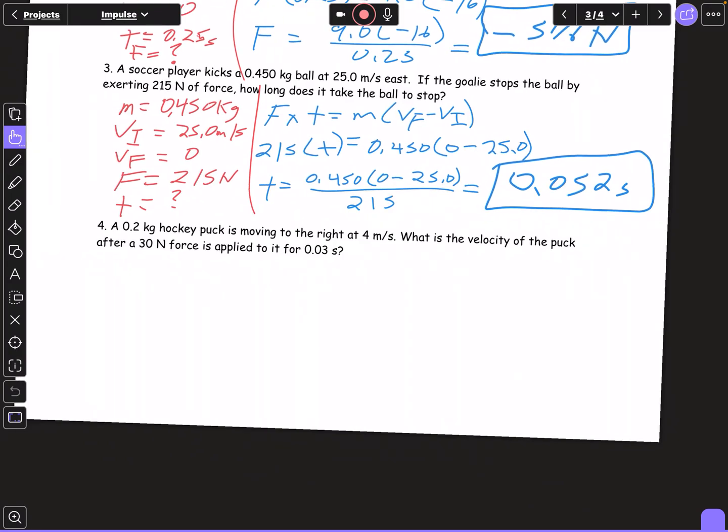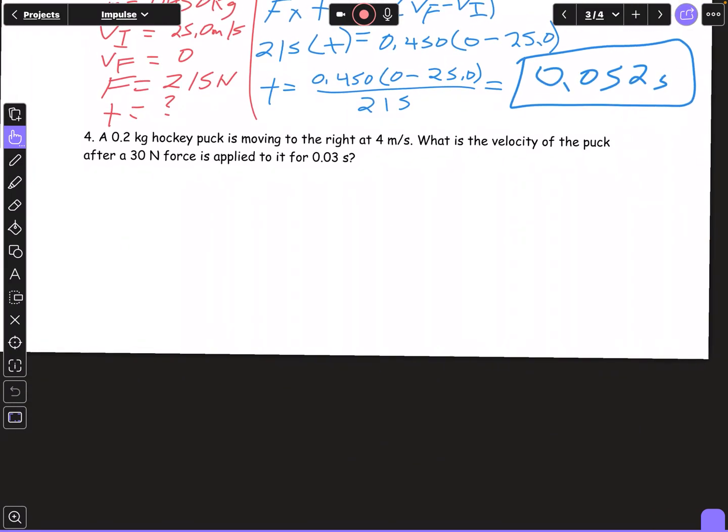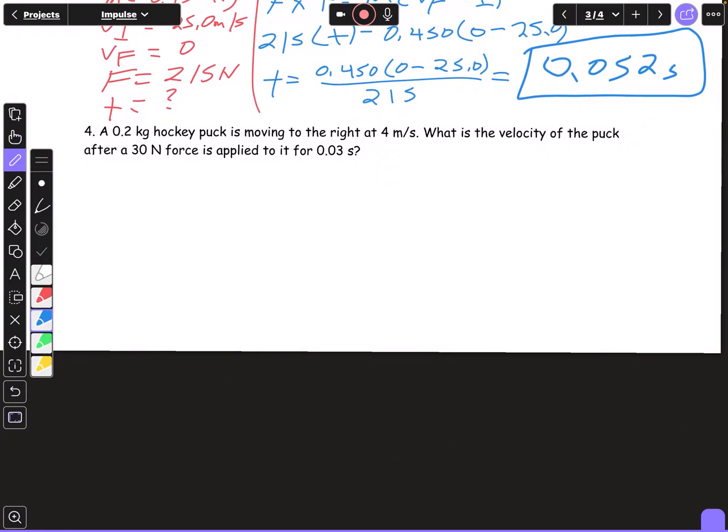Okay, our last example problem. A 0.2 kilogram hockey puck is moving to the right at 4 meters per second. What's the velocity of the puck after a 30 Newton force is applied to it for 0.3 seconds?